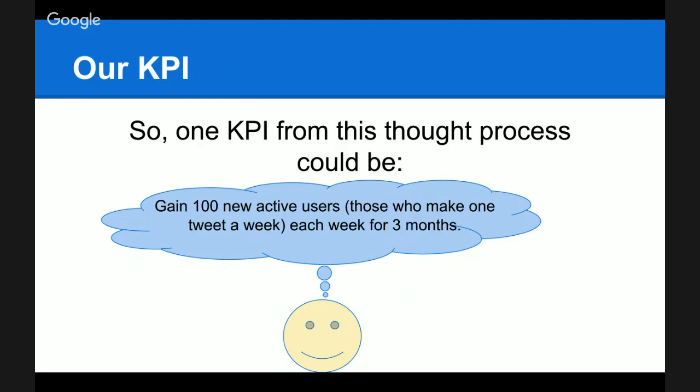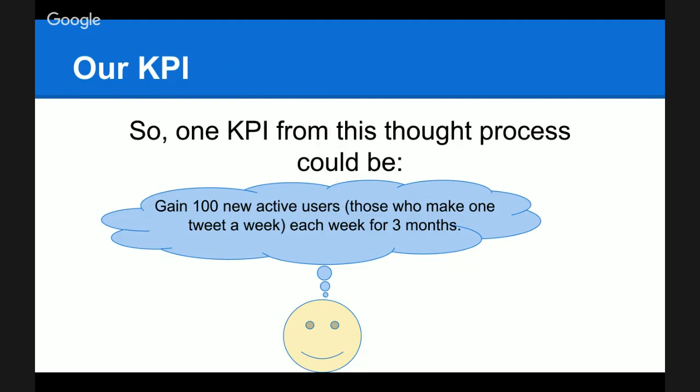So at the end, when we look at putting together all of those things, we're going to form our actionable key performance indicator. And that's going to be, I am gaining 100 new active users that I'm defining as those who make one tweet a week, each week for 3 months, right? So hidden behind that statement is our goal of increasing by 10%. So, just for example, saying getting 100 new active users is pushing me towards that 10% goal.